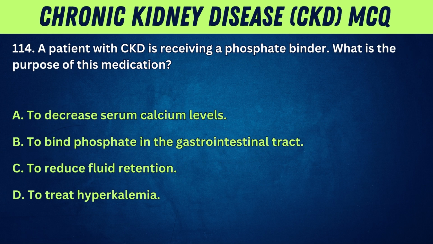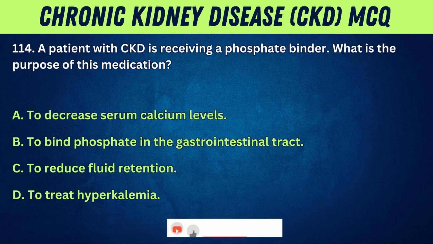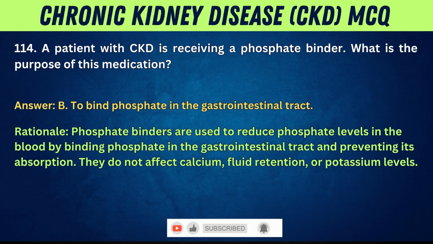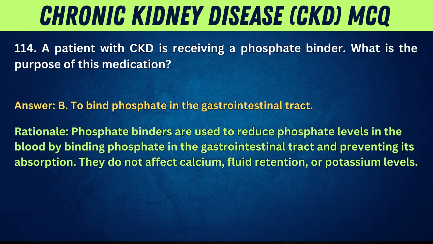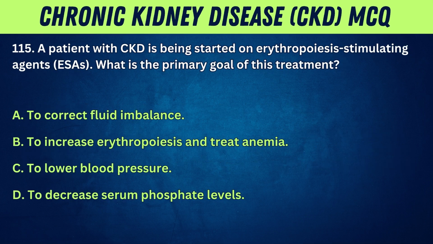114. A patient with CKD is receiving a phosphate binder. What is the purpose of this medication? A. To decrease serum calcium levels. B. To bind phosphate in the gastrointestinal tract. C. To reduce fluid retention. D. To treat hyperkalemia. Answer: B. To bind phosphate in the gastrointestinal tract. Rationale: phosphate binders are used to reduce phosphate levels in the blood by binding phosphate in the gastrointestinal tract and preventing its absorption. They do not affect calcium, fluid retention, or potassium levels.